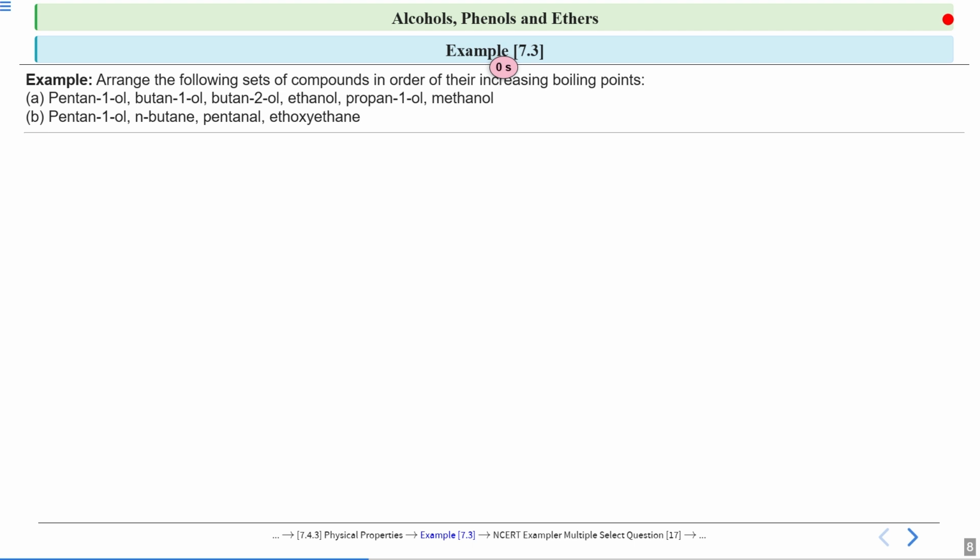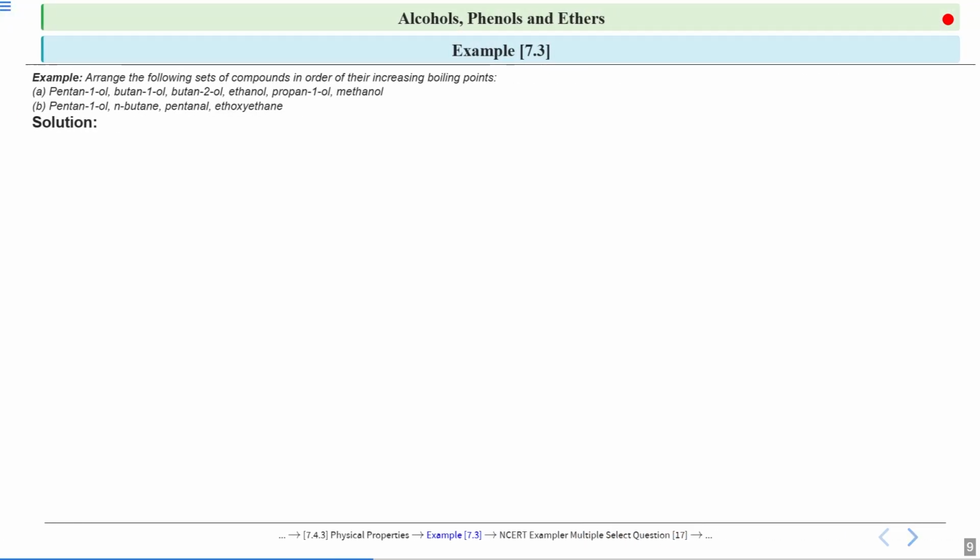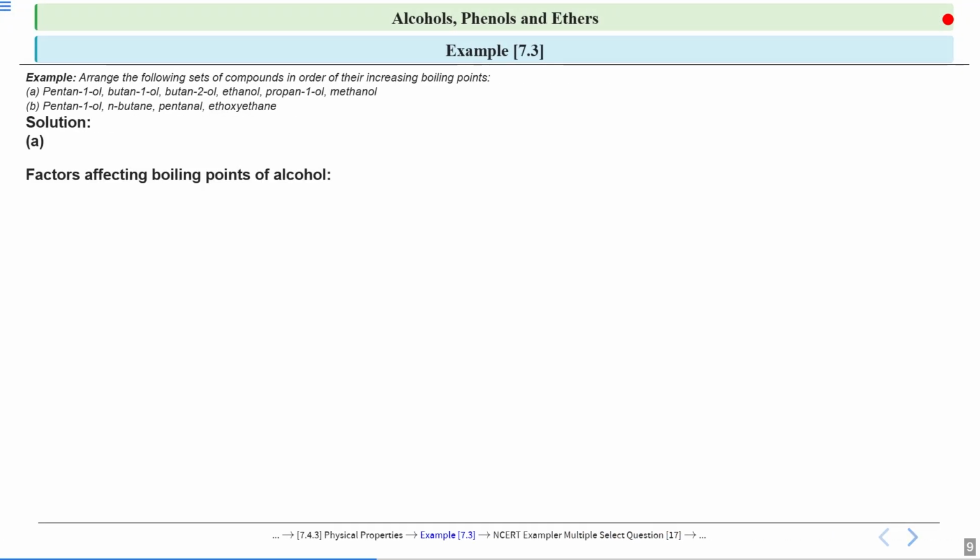Okay, so let's see the solution. We have now studied the factors that affect the boiling point of alcohols. We saw that carbon chain length affects the van der Waals forces: if the molecular mass is more, then the van der Waals force is more, and then the boiling point will also be more.